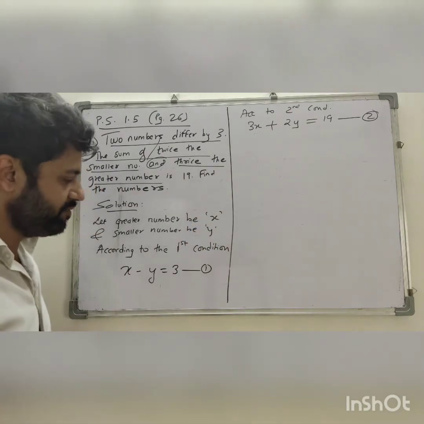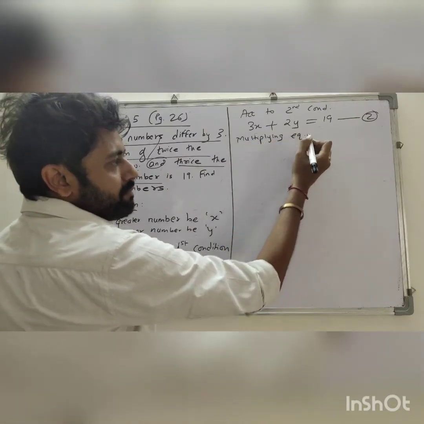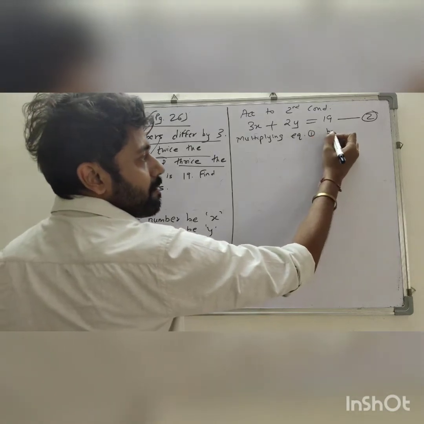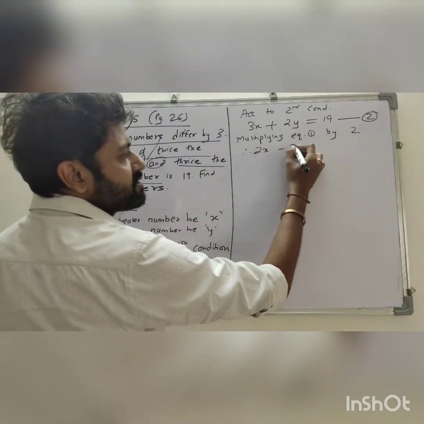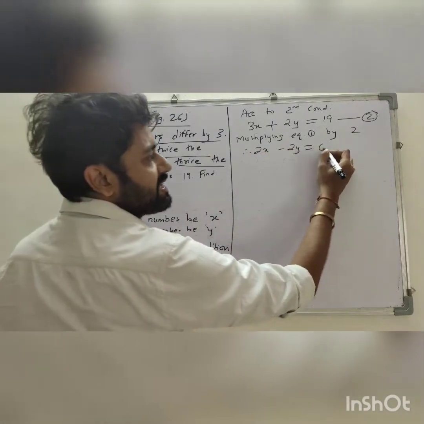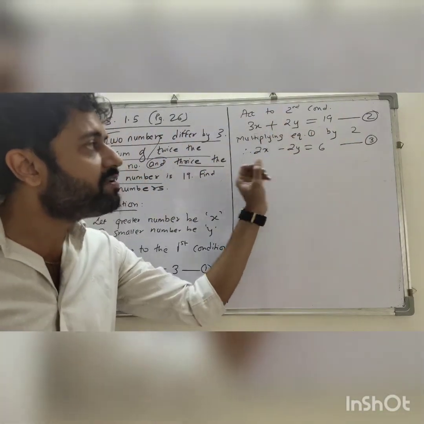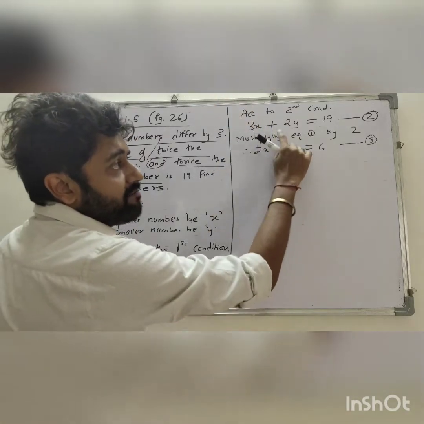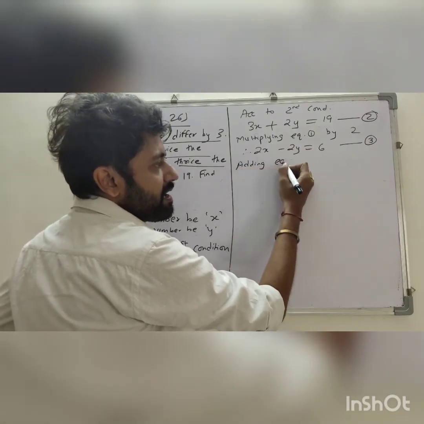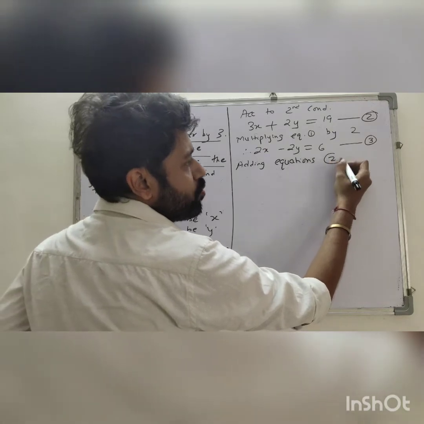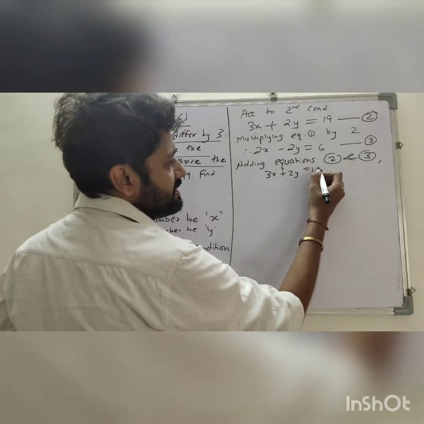We very well know how to solve. Let us multiply equation number 1 by 2. We get 2x minus 2y is equal to 6. This is equation number 3. Since we got the coefficients same, we can eliminate them. Since they have opposite signs, we will be adding equations 2 and 3. We get 3x plus 2y is equal to 19.